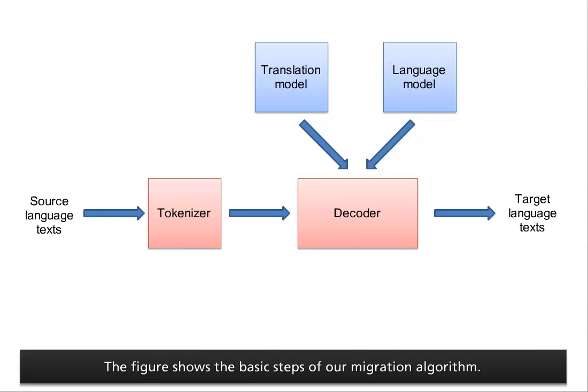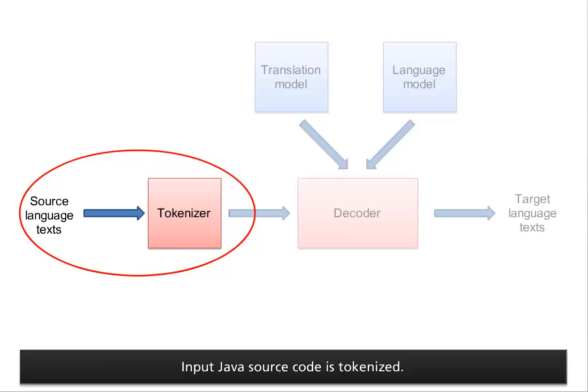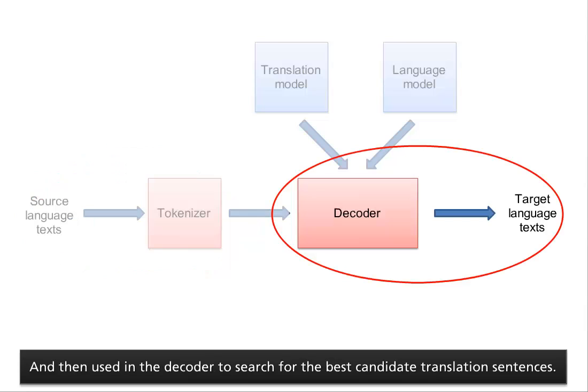Let me describe the core technical details of our approach. The figure shows the basic steps of our migration algorithm. Input Java source code is tokenized, and then used in the decoder to search for the best candidate translation sentences.